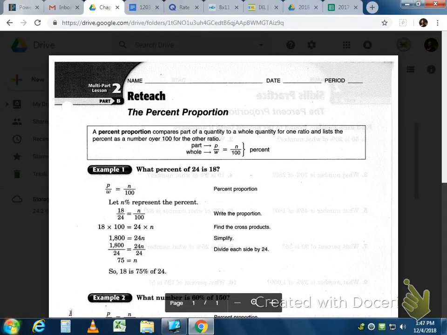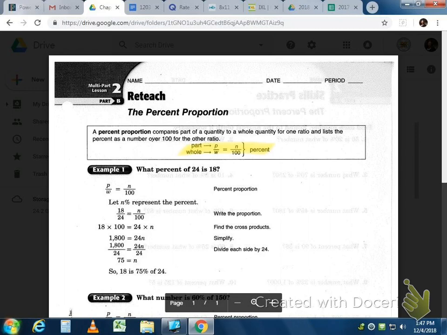6.2b, the percent proportion. So we're continuing our percent discussion, and we're solving questions that are asking about the percents of certain numbers or having different parts of the problem missing. It says a percent proportion compares part of a quantity to a whole quantity. For one ratio, list the percent as a number over 100 for the other ratio. So what they have listed there in the box is basically the way the proportion would look.